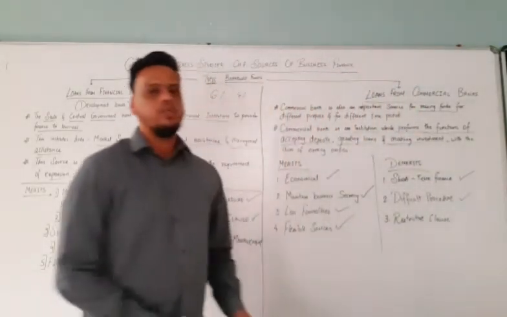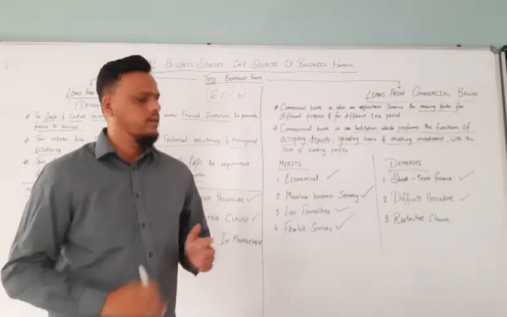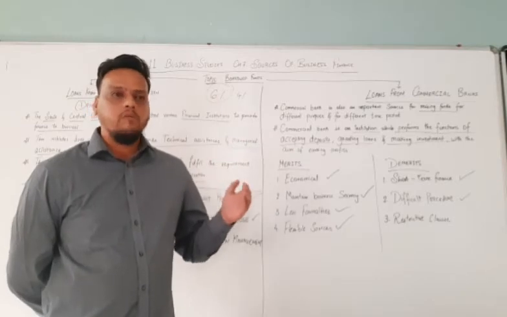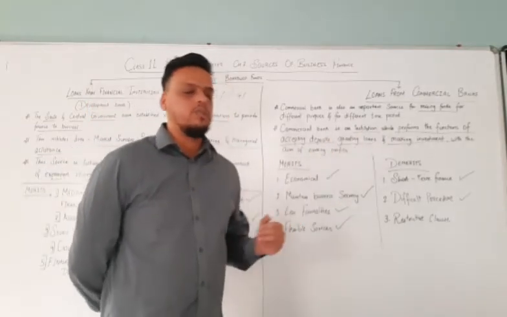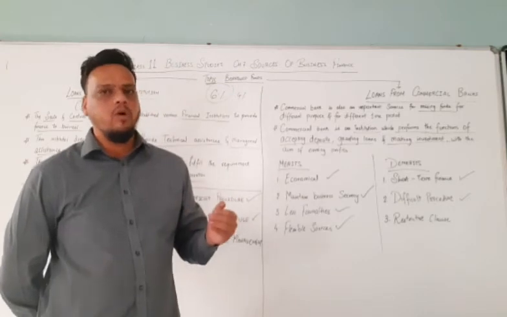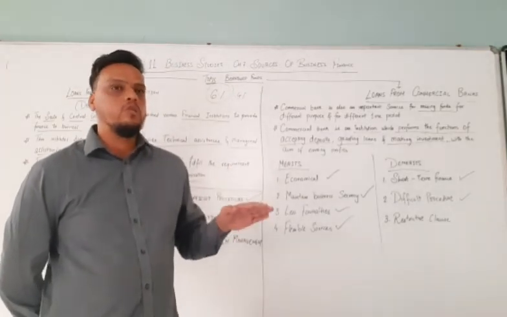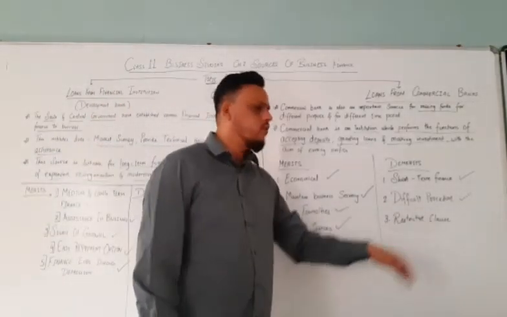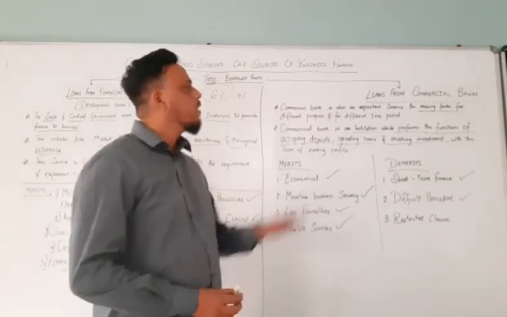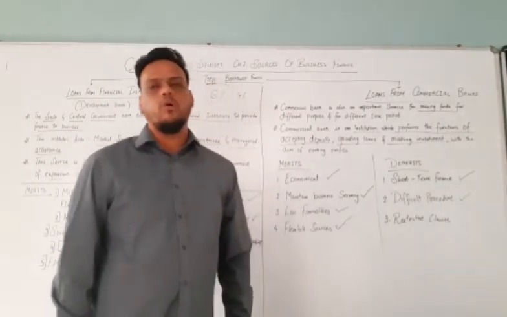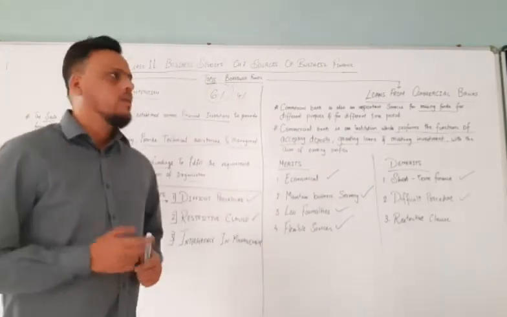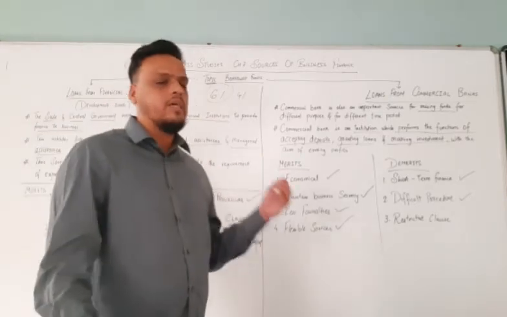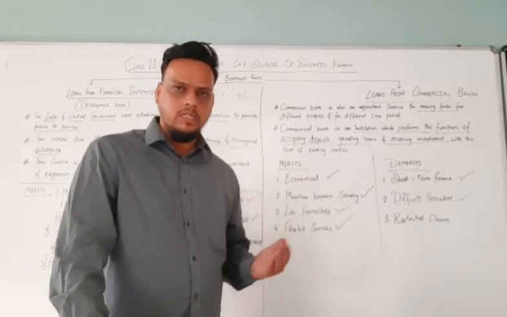Here in difficult procedure, the amount which you are getting from a commercial bank requires certain difficult procedures. It is time consuming and expensive also, but it is less expensive as compared to a financial institution. Now, restrictive clause. Restrictive clause means here the commercial bank can put certain restrictions on the company as they get security on assets. They can say that the mortgage assets cannot be sold by the company itself.